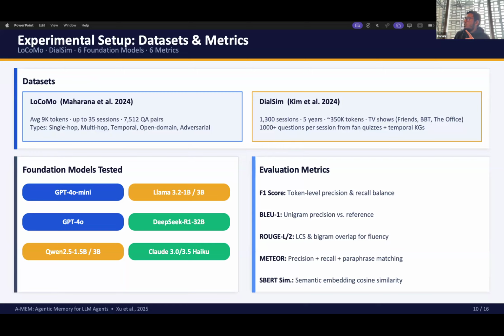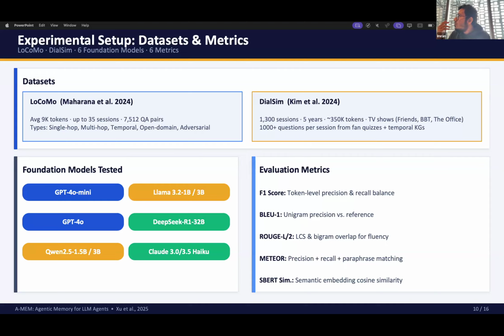So just to give you an idea, single hop means one question, one answer. Multi-hop means multiple conversations. Temporal means there will be a time-related question. Open domain means we don't know what domain it comes from. And adversarial is more like attacking the LLM, asking something nonsense and seeing how it responds.